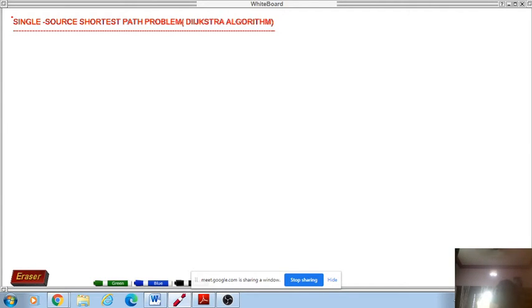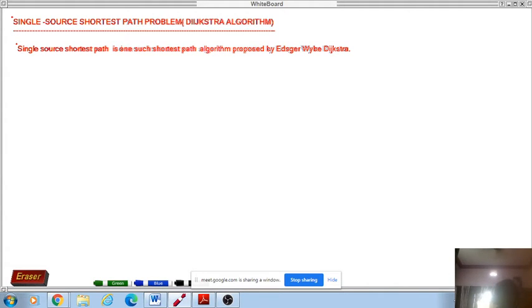The single source shortest path is one such shortest path algorithm proposed by Edsger W. Dijkstra. Dijkstra, that is D-I-J-K-S-T-R-A.